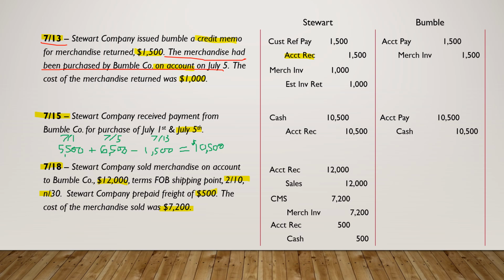Bumble will record the credit purchase with a debit to merchandise inventory and a credit to accounts payable. Next, it will record the amount owed to Stewart for the freight with a debit to merchandise inventory and a credit to accounts payable, just like the previous entry. As already discussed, keeping these entries separate will make recording the lost discount easier should the buyer not pay in time.